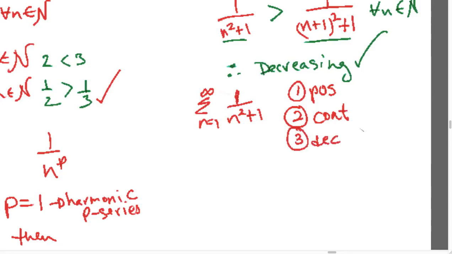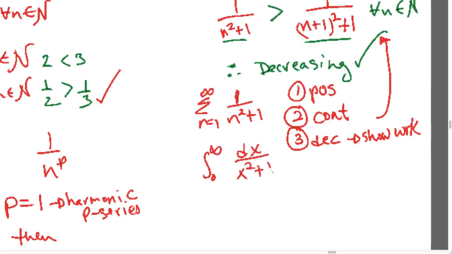Had this been an integral test by itself, then you would need to actually show work for this. But since I did the proof right up here to prove it's decreasing, I don't need to do it again. But the first two, you can just state. The third one, you got to prove. And then I take the integral from 0 to infinity of dx over x squared plus 1.